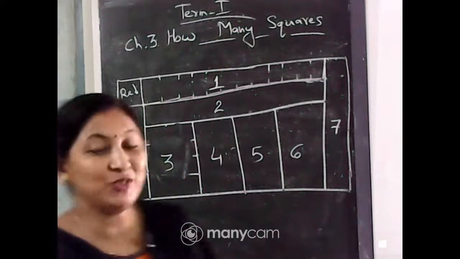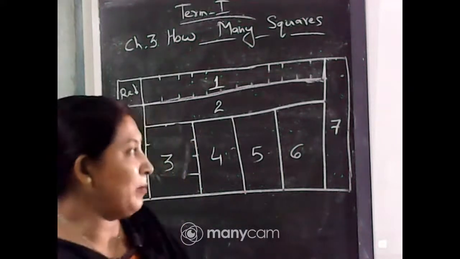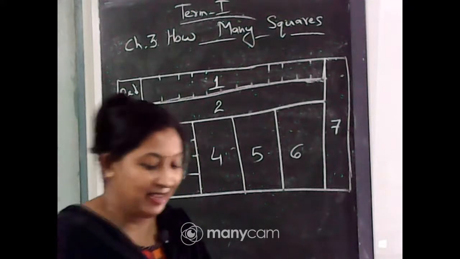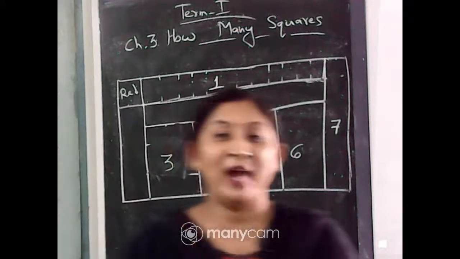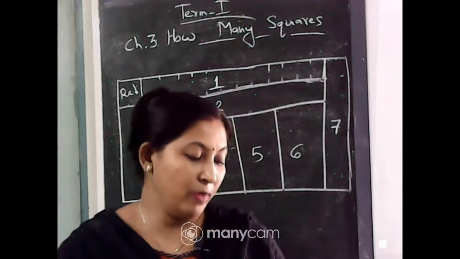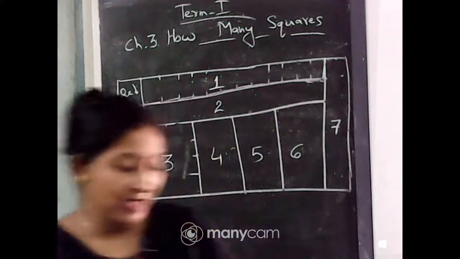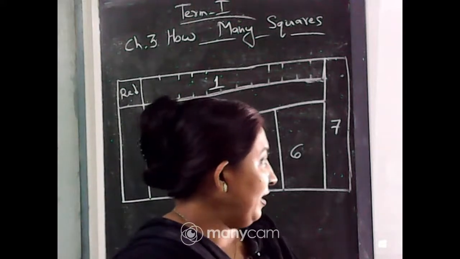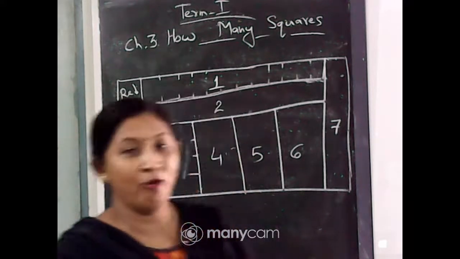The number of squares you have to write, ma'am. Yes, number D, it has 12 squares. So, write 12. Then number E. Number E has, yes, very good, 4.